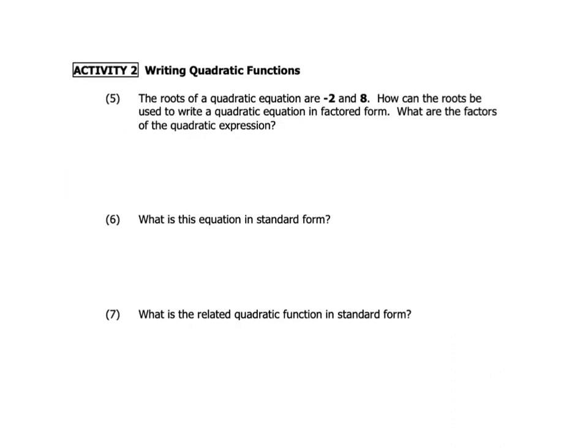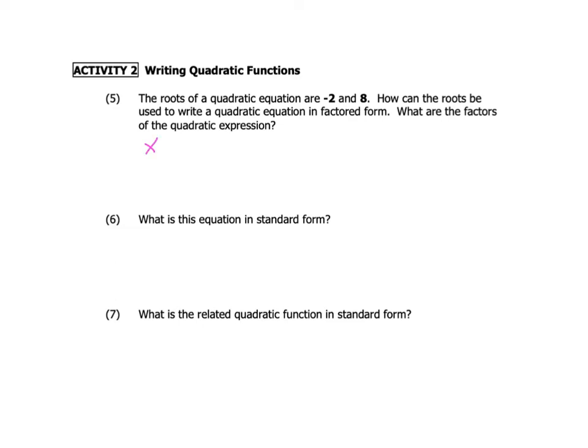The next thing we're going to do is write a quadratic equation if we happen to know what our roots are. So in this example, it says the roots of a quadratic equation are negative 2 and 8. How can the roots be used to write a quadratic equation in factored form? Then what are the factors of the quadratic expression? So let's consider this for a minute.